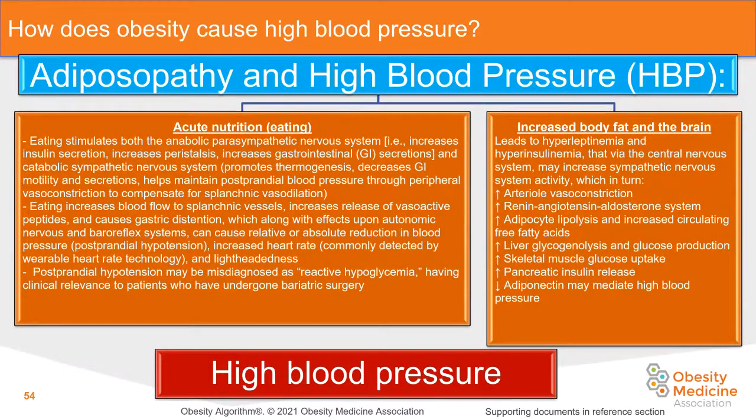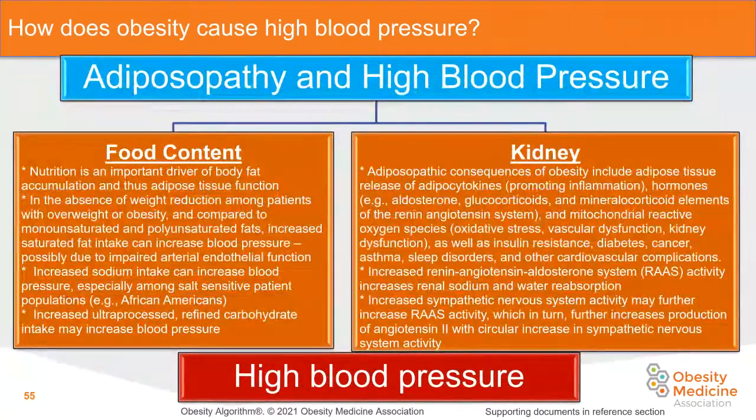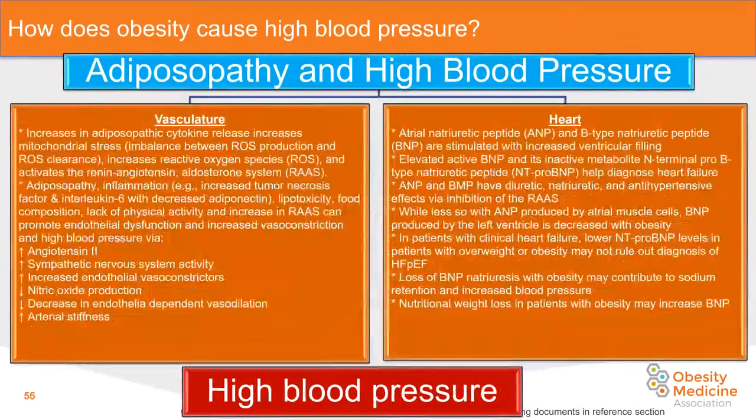And then if you do have an increase in body fat, that increase in leptin and such, and an increase in insulin crosses the blood-brain barrier and increases sympathomimetic response, increasing blood pressure, okay? Certain food content, for example sodium, can increase your blood pressure. Compression of the kidneys, as we talked about from a fat mass perspective, can increase blood pressure. But the adipocytes and adipose tissue, a very active endocrine organ, can really rev up the RAS, the renin angiotensin aldosterone system, which increases blood pressure.